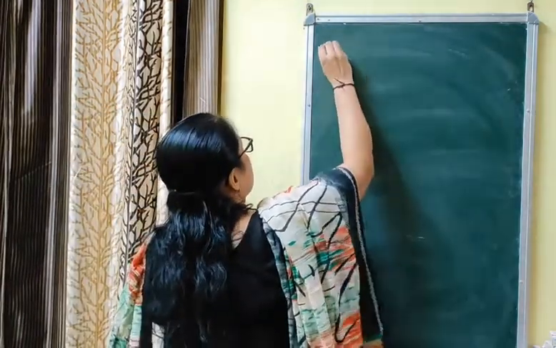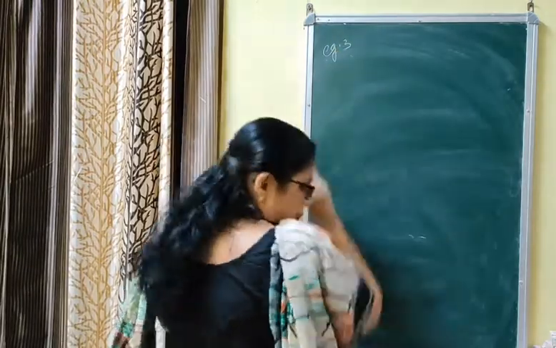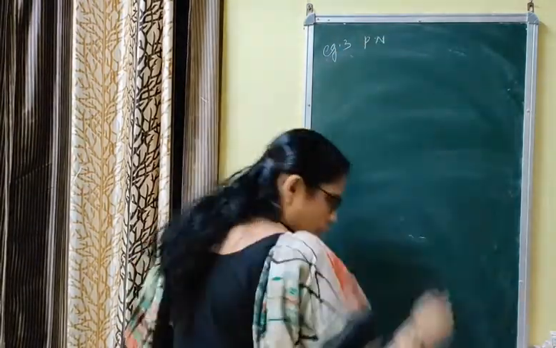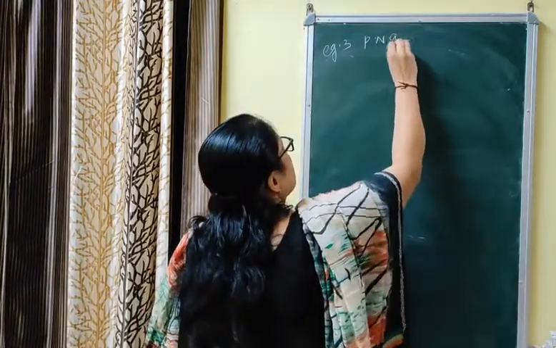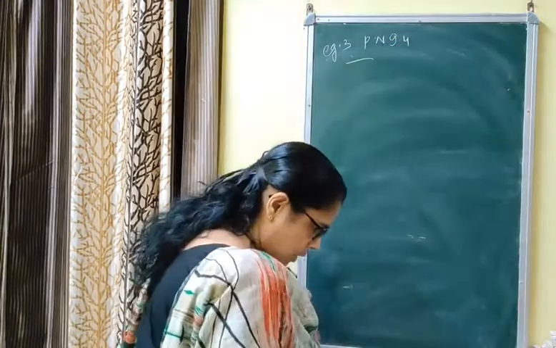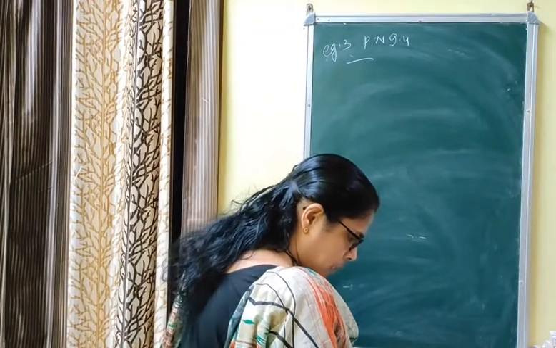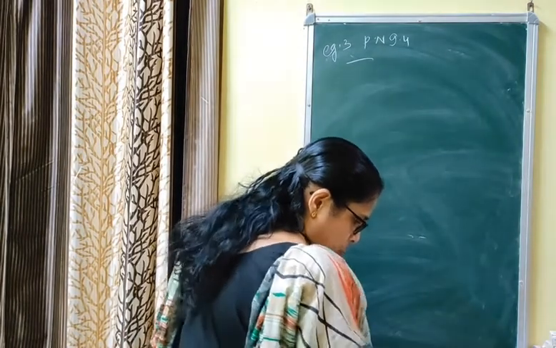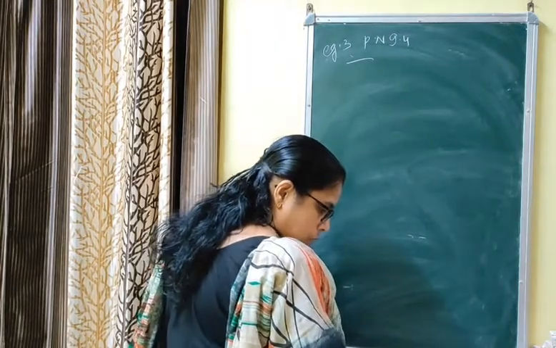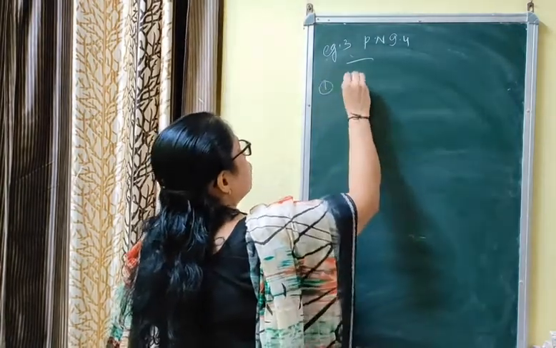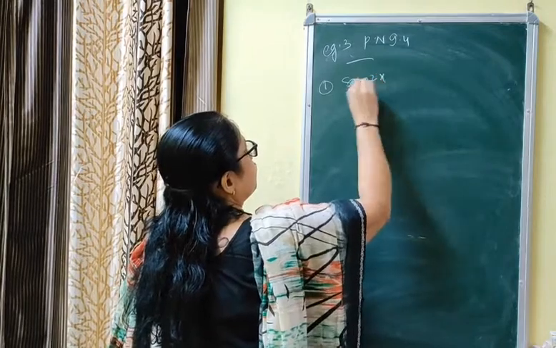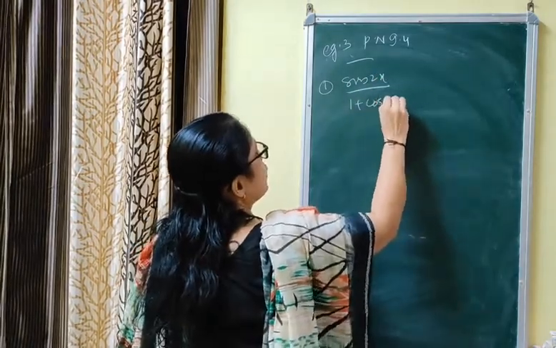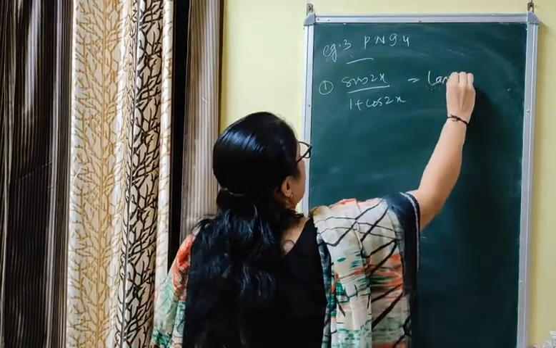Let us start doing the questions. Example 3, page number 9.4, same page number. There are a lot of parts, 6 parts. We will do a little bit and the remaining you do by yourself. First part, I am reading: prove that sin 2x upon 1 plus cos 2x is equal to tan x. You have to prove this.